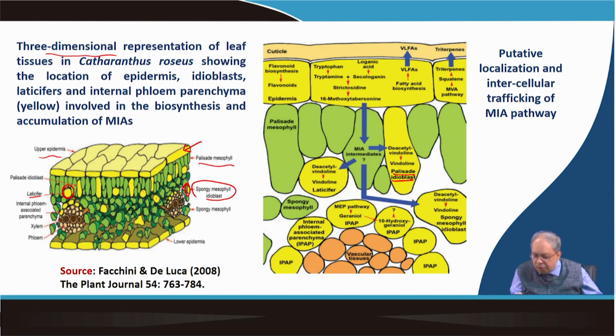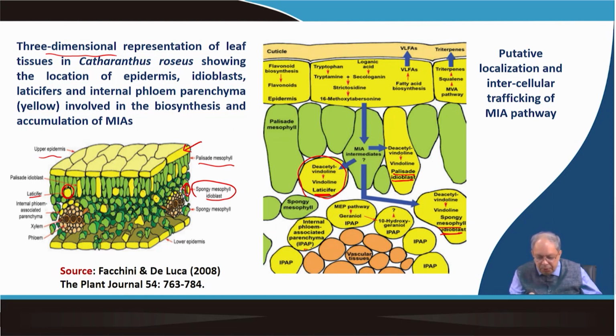Similarly, this will move to the spongy mesophyll idioblast, the yellow one, where this reaction takes place, or it can move to specialized cells like the laticifer, where this conversion takes place. These are specialized cells having thick walls, and this isolates the late steps of indole biosynthetic enzymes as well as the products from the rest of the cells, because these alkaloids may be toxic to the normal cell. That is how these specialized cells evolved.